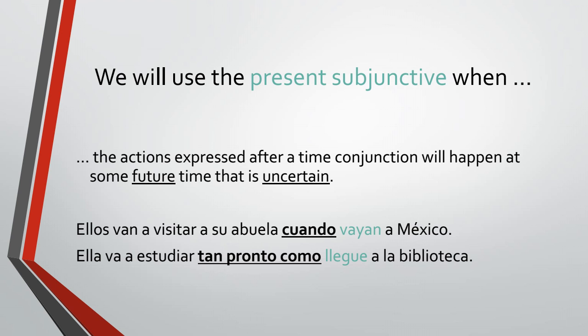Now let's look at the present subjunctive. We will use the present subjunctive when the actions expressed after a time conjunction will happen at some future time that is uncertain. So you can see, again, we're using two of our time conjunctions. So we have cuando, when, and we have tan pronto como, as soon as. And then we've got our two verbs. We've got vayan and llegue. And you can see that we've already conjugated those two verbs in the subjunctive tense.